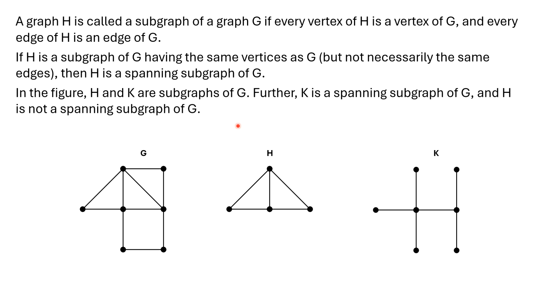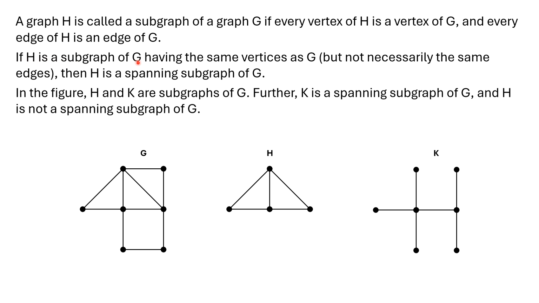This slide and the next are about subgraphs. As you might suspect, the subgraph of a graph is sort of a subset of your graph. So I have a formal definition here. A graph H is called a subgraph of graph G if every vertex of H is a vertex of G and every edge of H is an edge of G. Okay, so that's pretty straightforward.